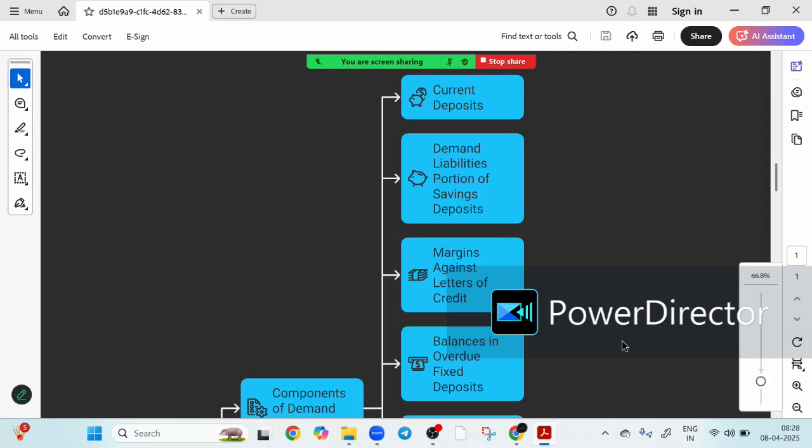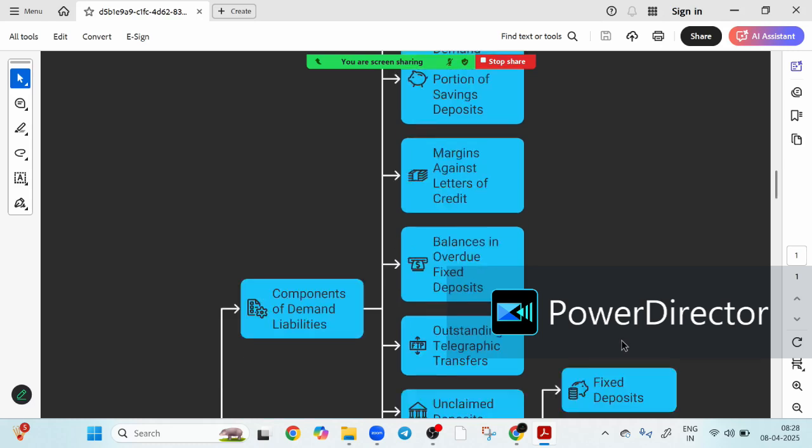So friends, let's talk about this particular chart. Ever wondered how a bank calculates the CRR? It is not just about the deposits you and I make. There is an entire structure that defines what is included and what is exempted. So while calculating CRR, there is an entire structure. Let's decode the blueprint of CRR liability.